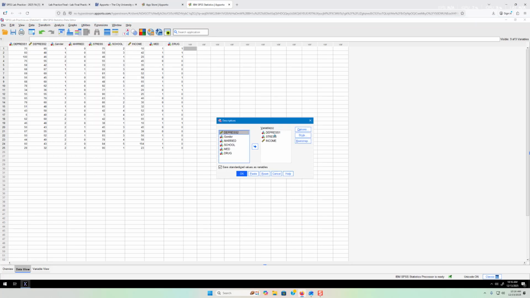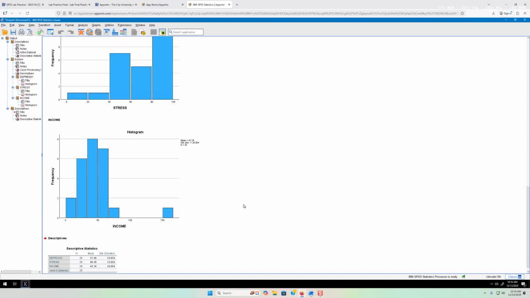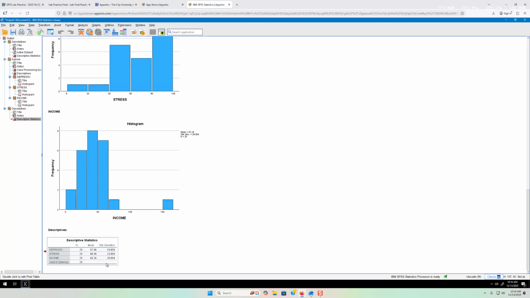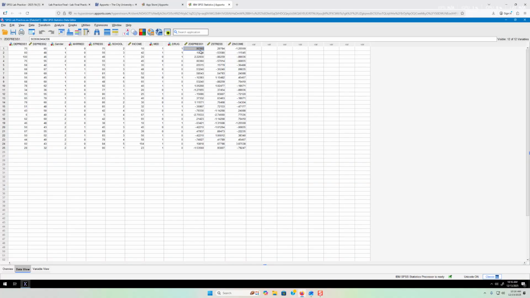You're going to put the 3 continuous variables here in the variable list, and check off save standardized values as variables. This checkbox is going to make the z-scores. Then you hit OK. And these are our descriptive stats, right? And if we go to the data, we can see the z-scores. We're going to need this for question 2. So this knocks out question 1 and gives you part of the answer to question 2.